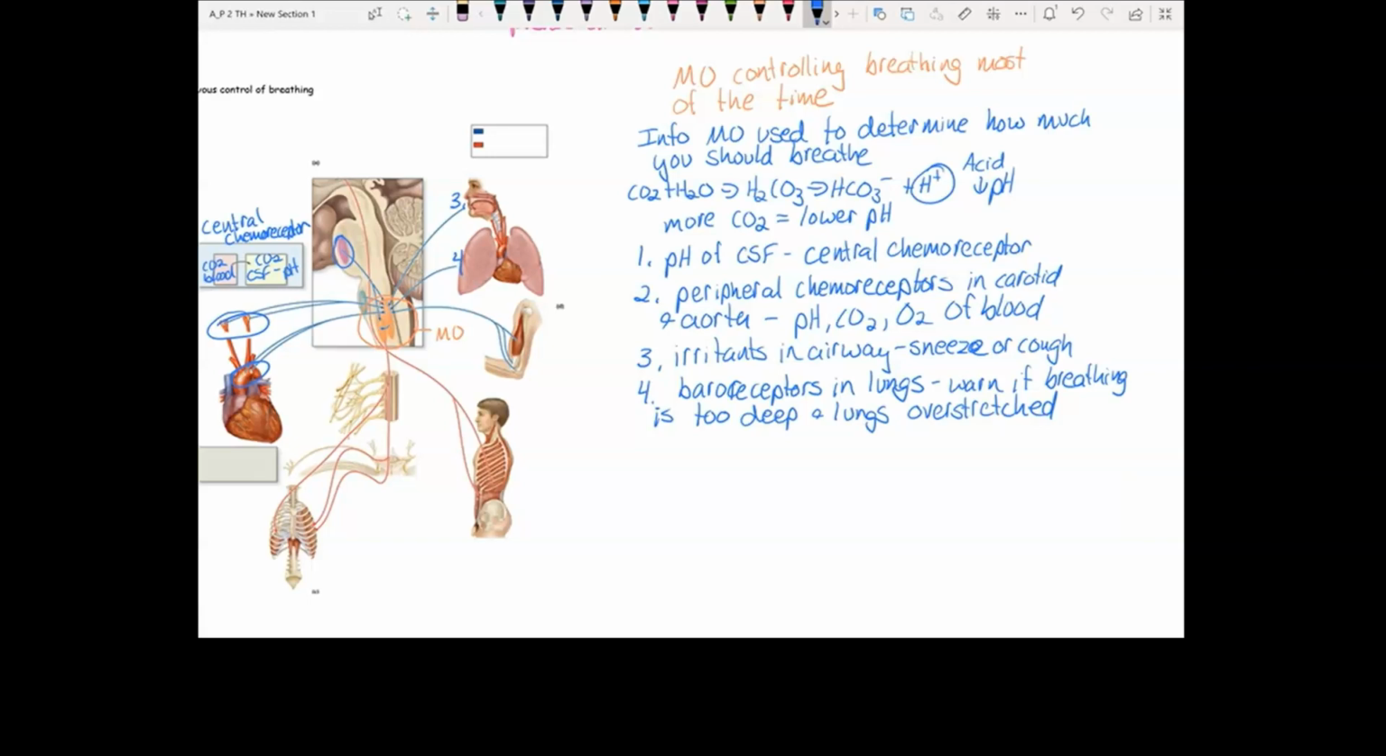Okay, so if they start signaling, then your medulla oblongata is going to ease back on the breathing.